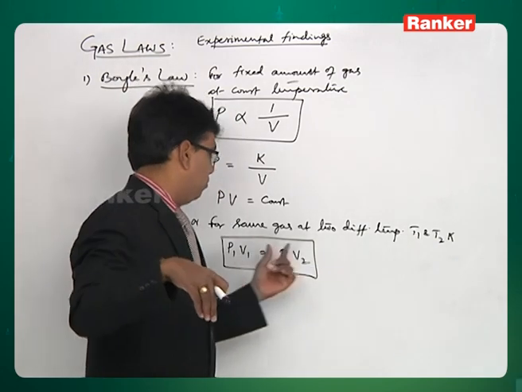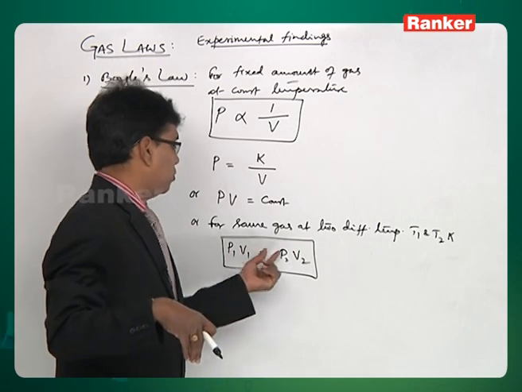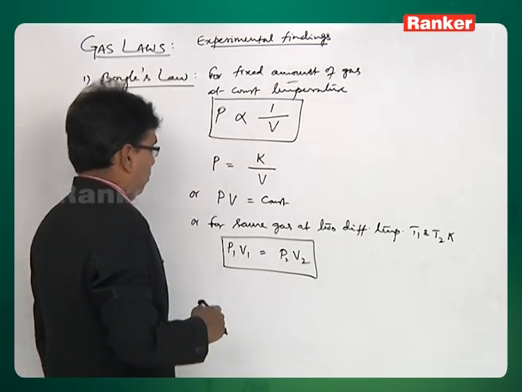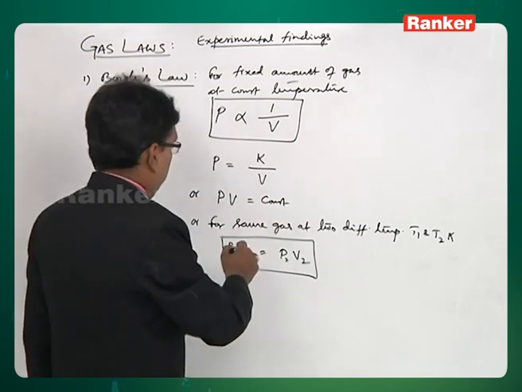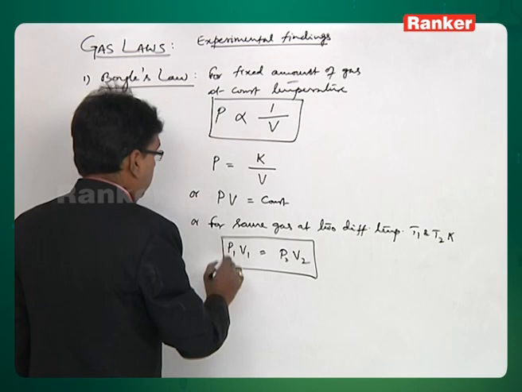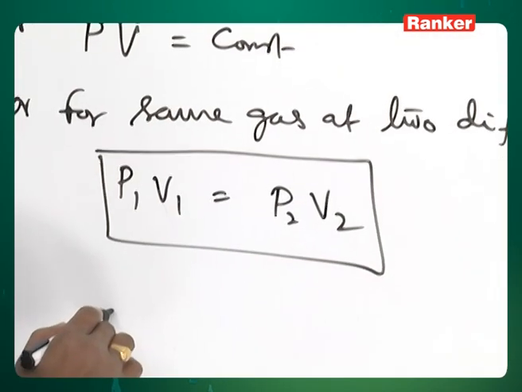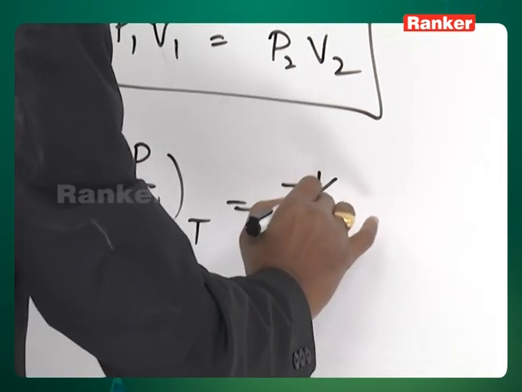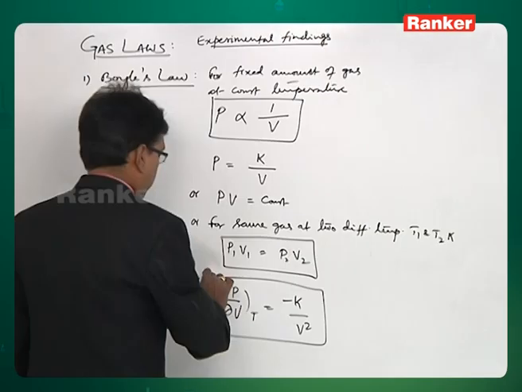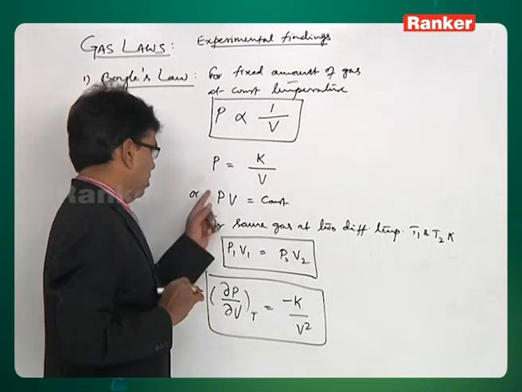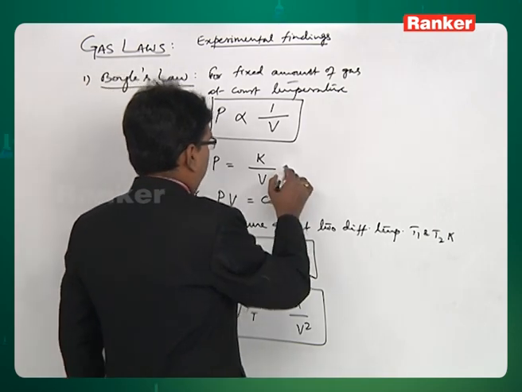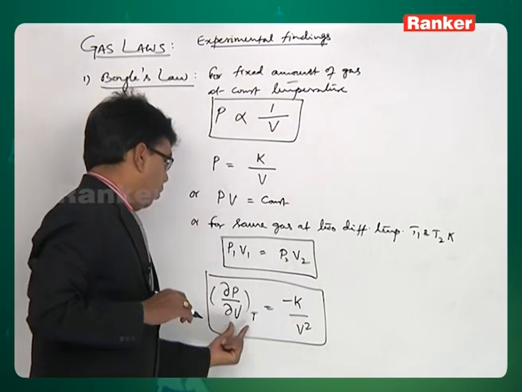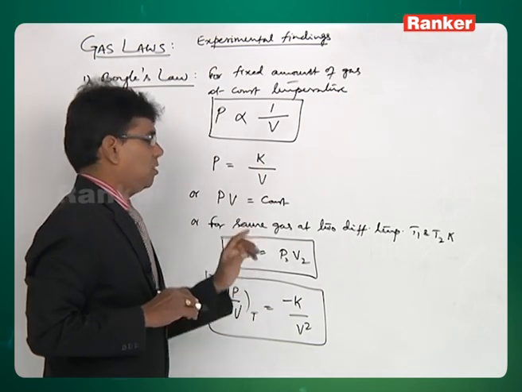But if the temperature is changed from T1 to T2, then of course P1 V1 is equal to P2 V2, right, provided the amount of gas is fixed. And the graphs, if you draw them, from this also, otherwise what we can say is that as P is equal to K by V, I can write dou P by dou V at T is equal to minus K by V square. This is another way you can also state Boyle's law, because P is equal to K by V. That means differentiate pressure with respect to volume, dou P by dou V at constant temperature, so dou P by dou V at T is equal to minus K by V square.